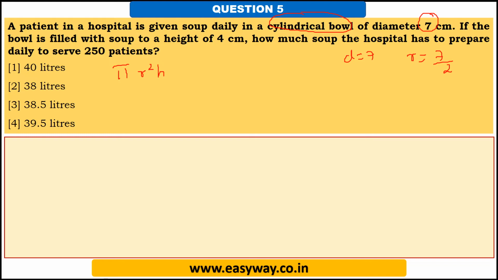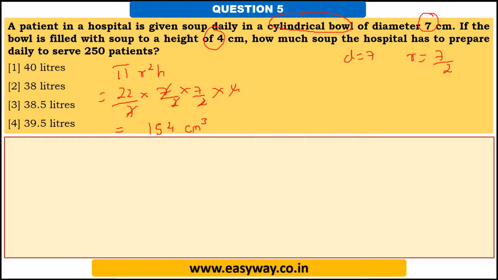Okay, so here, pi is what? 22 by 7. Radius is what? 7 by 2 into 7 by 2, and height is what? 4 centimeters, so into 4. So this 7 will be cancelled. This 2 will be cancelled. 2 2s are 4. And 22 into 7 will be 7 2s are 14, 154. Okay, so that means the answer is 154 centimeter cube.